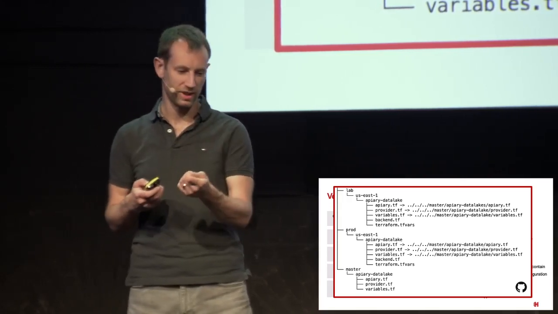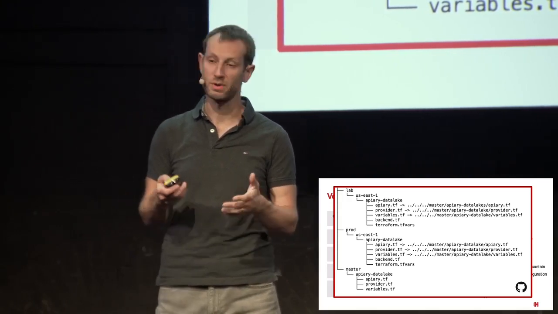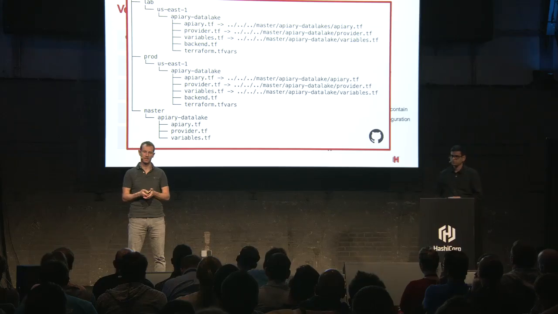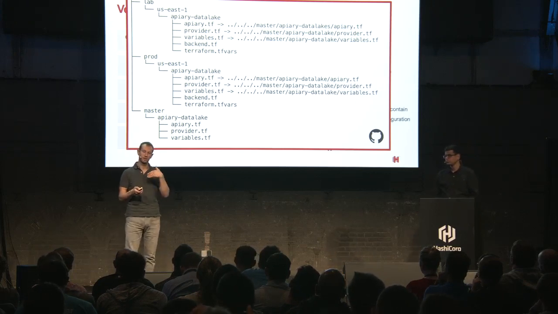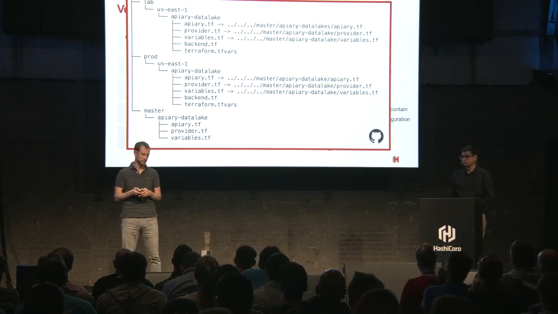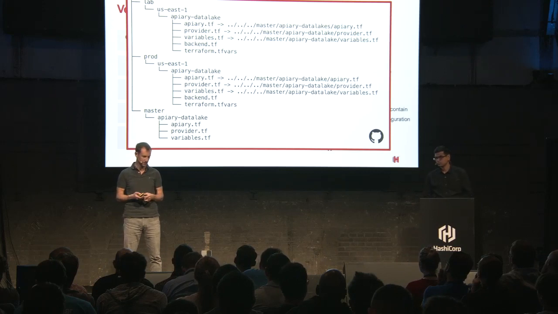Then if we have a look at our lab US East or prod US East directories, we can see we have symlinks referencing those files. So we ensure consistency, and the same environment will get deployed in lab as in prod. And yes, it's a bit painful to set up this symlink infrastructure, but once it's set up, it just works.